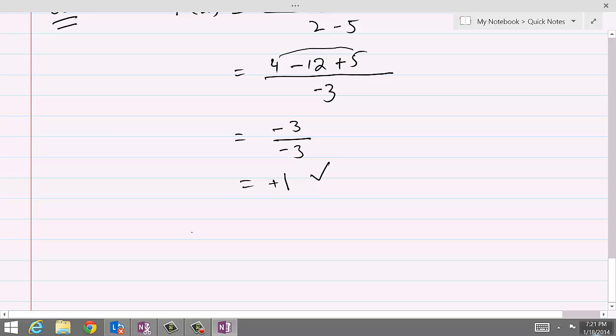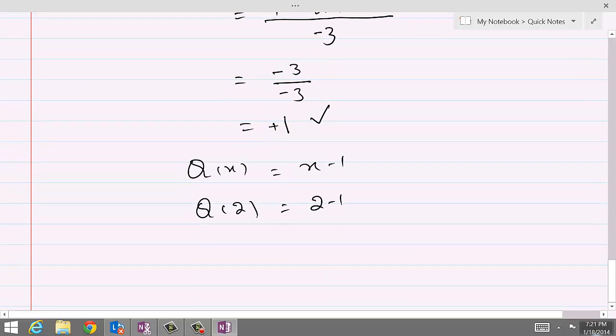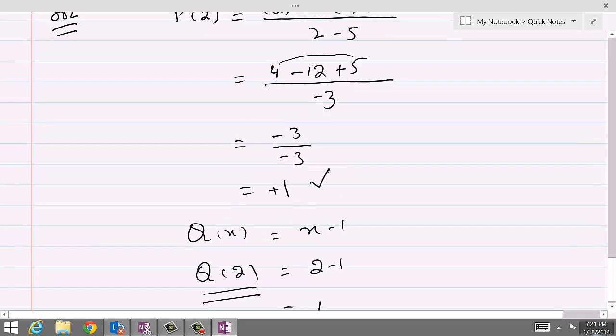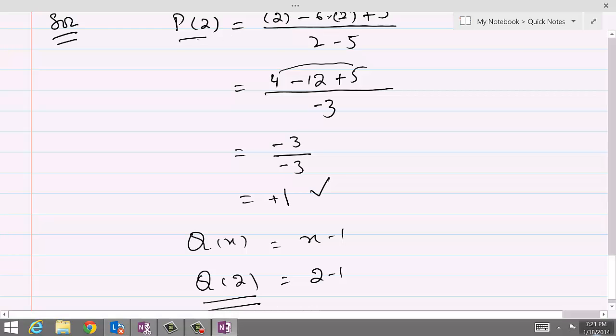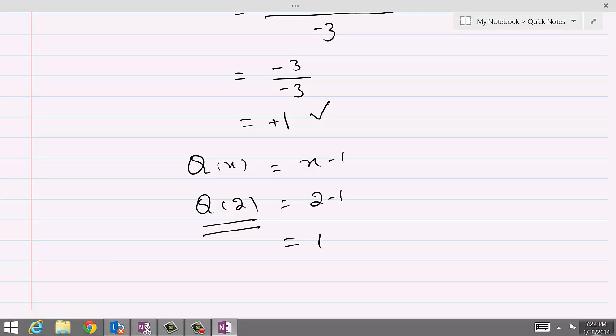And now q of x, which was in fact equal to x minus 1, if we replace x with 2, we have 2 minus 1, which is equal to 1. So here you can see we calculated q of 2, and here you can see we calculated p of 2. P of 2 answer is plus 1, q of 2 answer is plus 1.